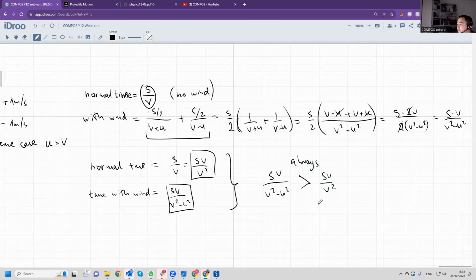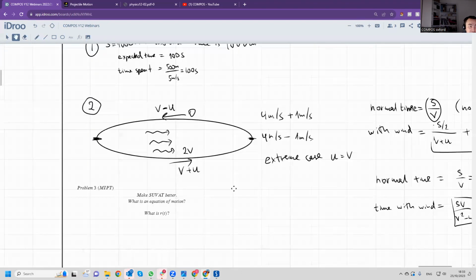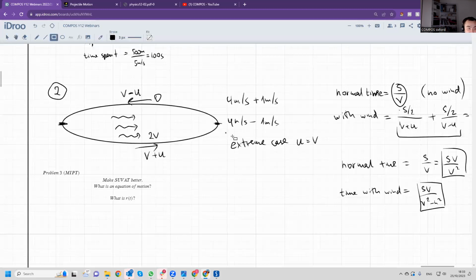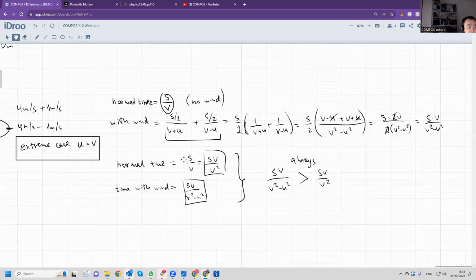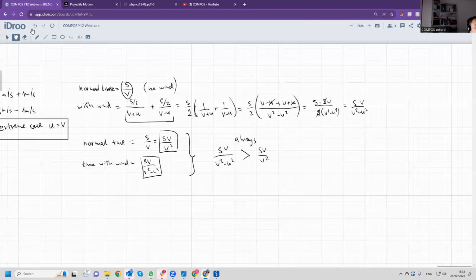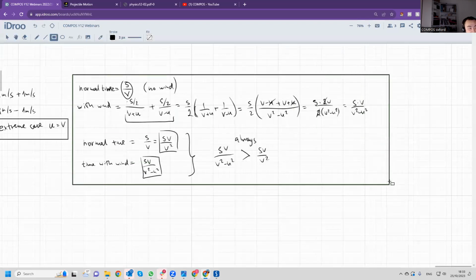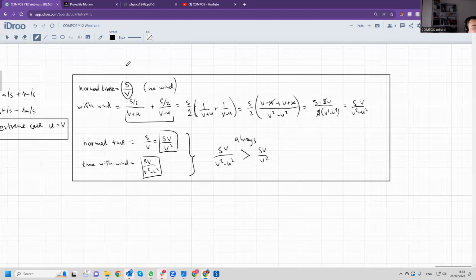Yeah, that's it. And if U equals V, then this becomes infinity. So that's always bigger. So here we used the extreme case analysis, which gives us a quick answer. And here I used the algebraic approach, the brute force method. So this is the proper approach.